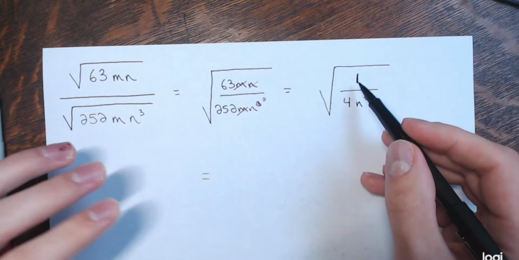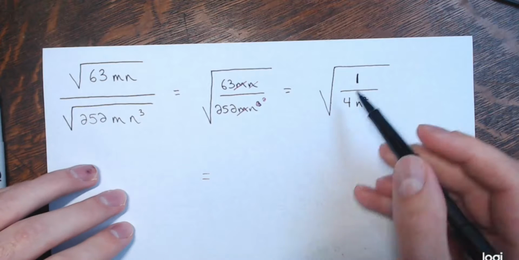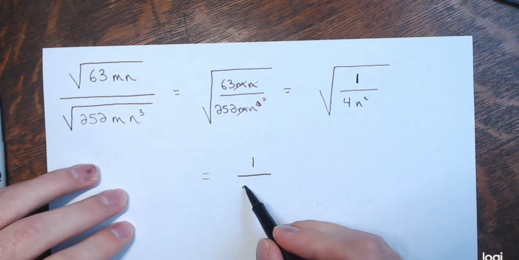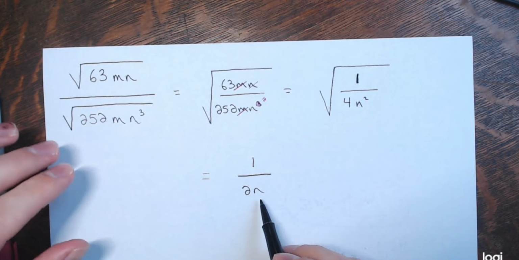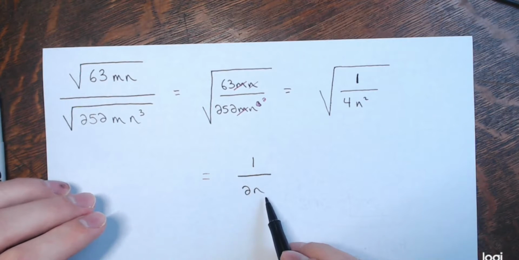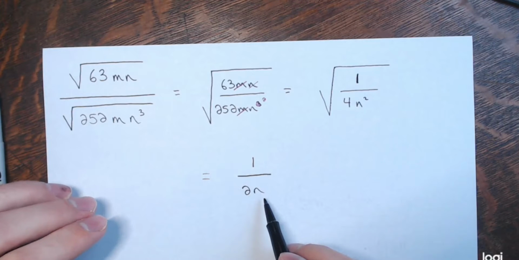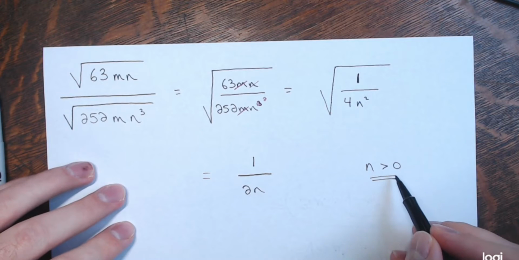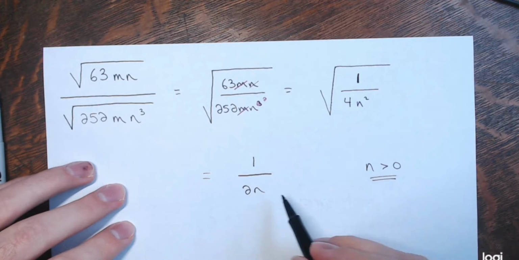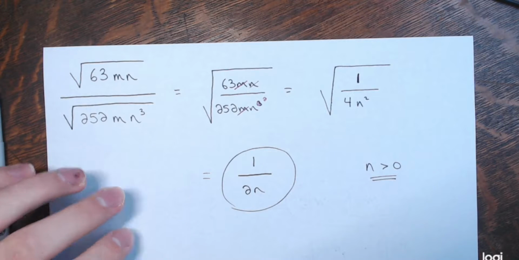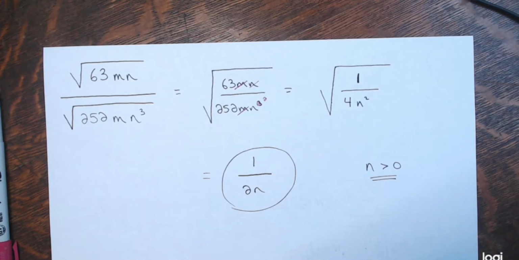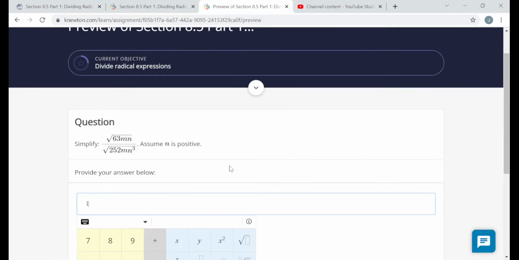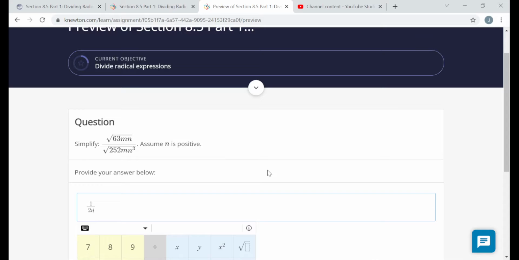And then we can reapply the quotient rule going the other way. The square root of 1 is 1 in the numerator. And then the square root of 4n squared would be 2n. Again, technically it should be 2 times the absolute value of n, but they asked us to assume n is positive here, right? Assume n is greater than 0, so that we don't need the absolute value symbols. So all I'm going to write here is 1 over 2n. And that's it. Very simple application of that quotient rule. So 1 divided by 2n.